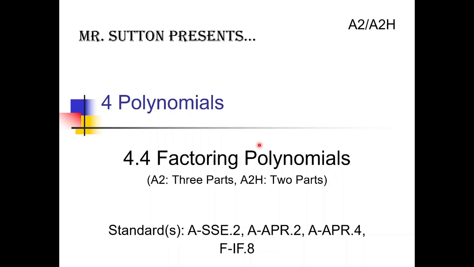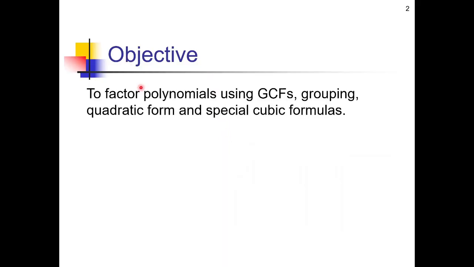This one is going to be a two-parter if you're doing the honors version of the course. Otherwise, it's going to be done over 3 parts. And specifically in this one, we are going to be learning how to factor polynomials using greatest common factors, grouping, quadratic form, and also some special cubic formulas that you may not have seen before.